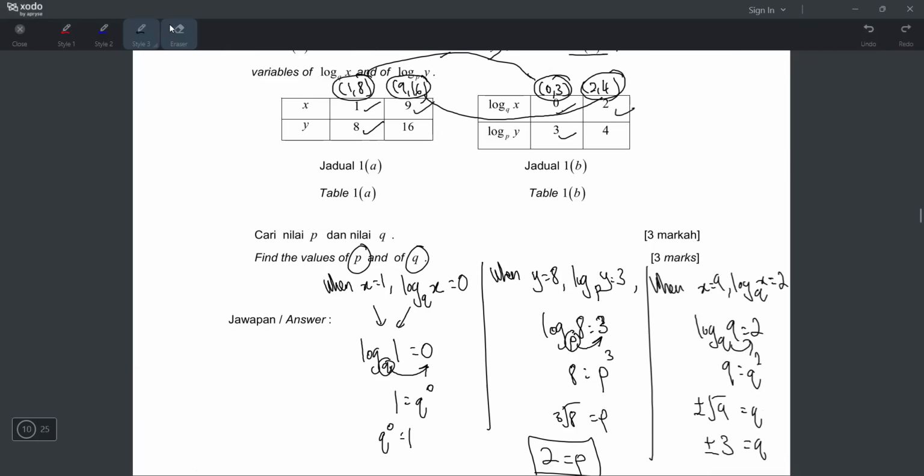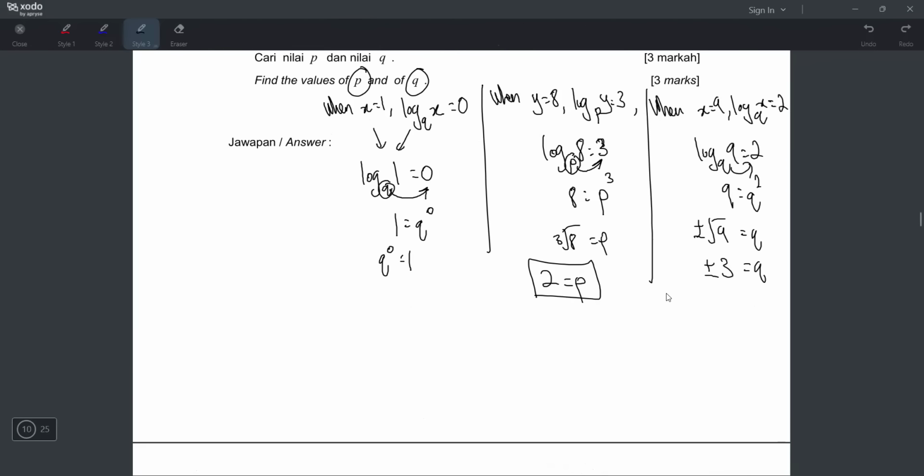But let me tell you something. The log base cannot be negative. Actually, the x also cannot be negative. Both these numbers cannot be negative. So we have to reject. So I would write here, since q has to be bigger than 0, q must be 3. Okay, so I think I'm done, right? They asked for p and q, so that's my answer, 2 and 3.